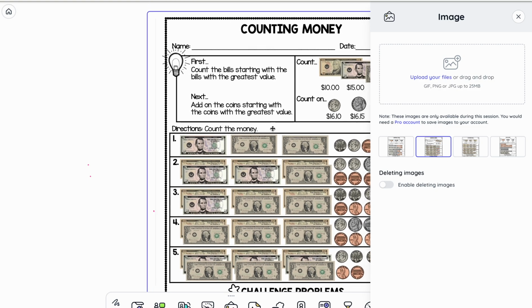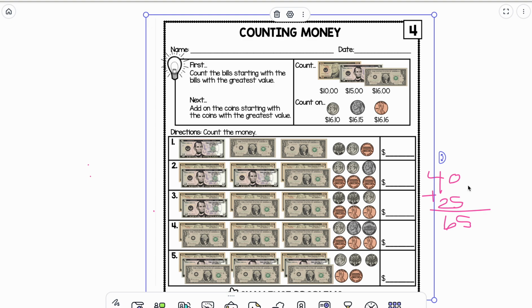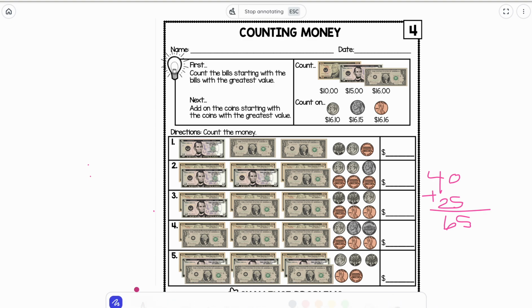And our last one. Let's look at our last page. Let's erase this nonsense here as well. Okay. We've got counting money. Lots of directions here. Okay. First, count the bills starting with the bills with the greatest value. Okay. Next, add the coins starting with the greatest value.